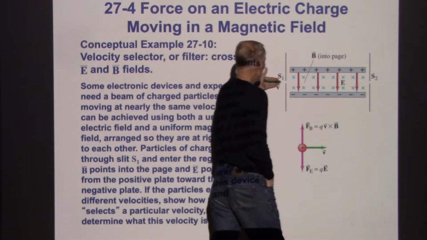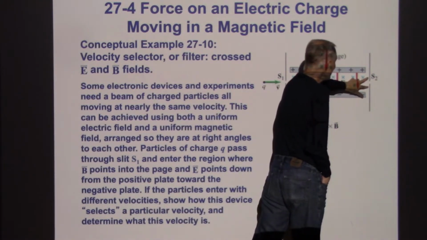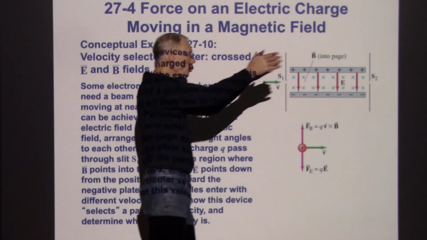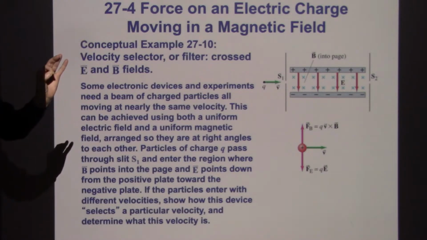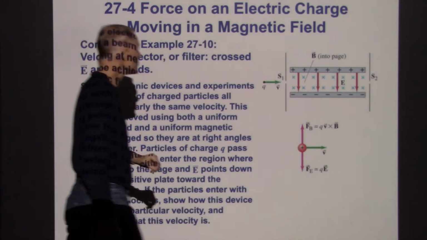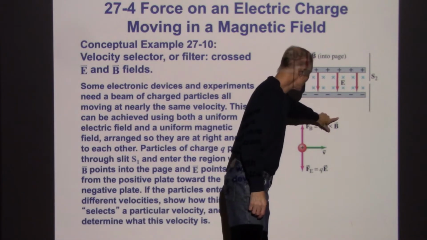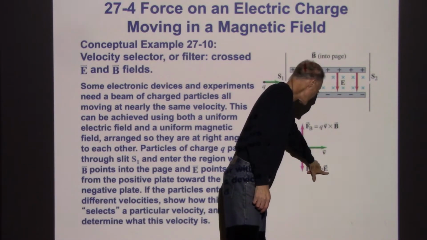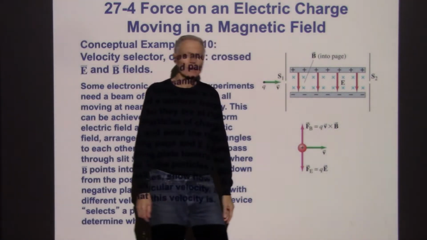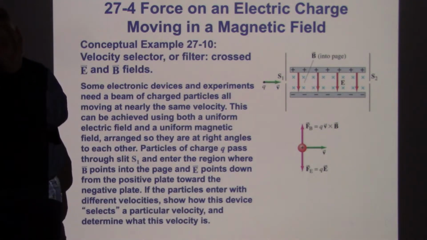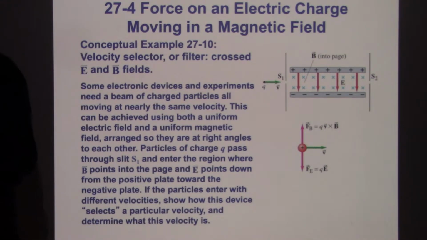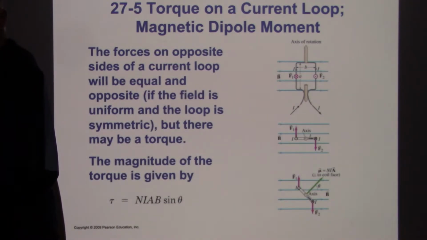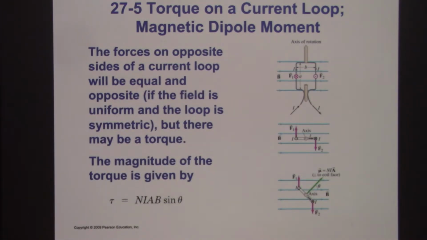So the only particles that can make it all the way through, see that little opening over there? That's what we're aiming for. The only particles that are going to be able to go right through and come out the other side are the ones where V times B equals E. So the velocity we would need is given by E over B. So we need a velocity of E divided by B, and that will be the velocity that gets through, and that's the only one. All right, velocity selectors, that's kind of interesting.